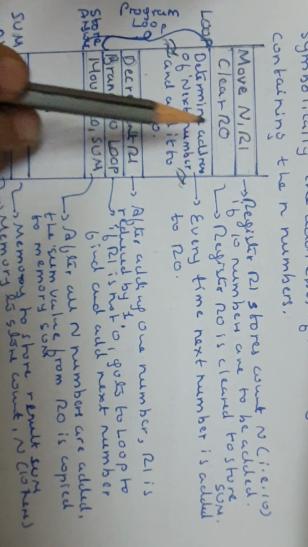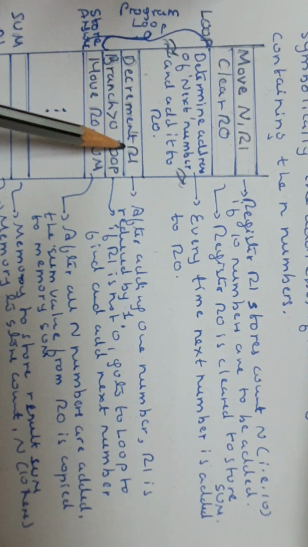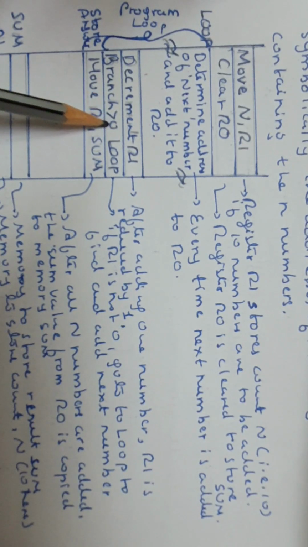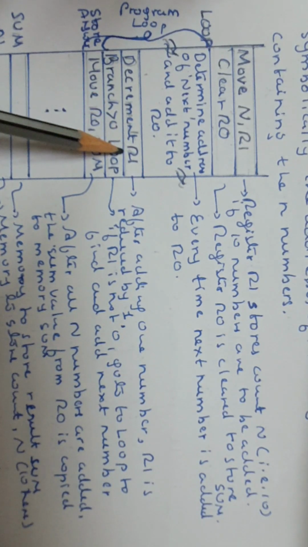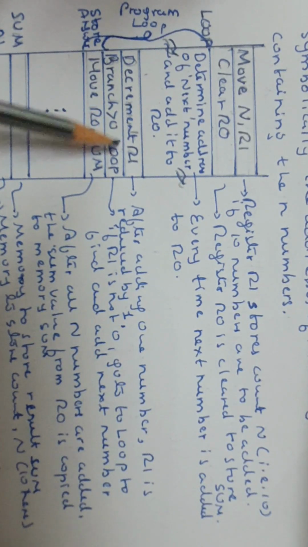Each time a number is added, say num1 is added, decrement r1, because in r1 we had stored 10. When num1 is added, r1 is decremented, that is, it is made 9, meaning one number is already added and the remaining numbers are 9. Branch if greater than 0 means r1 is greater than 0, meaning not all the numbers are added. So to loop to this label, it is here.